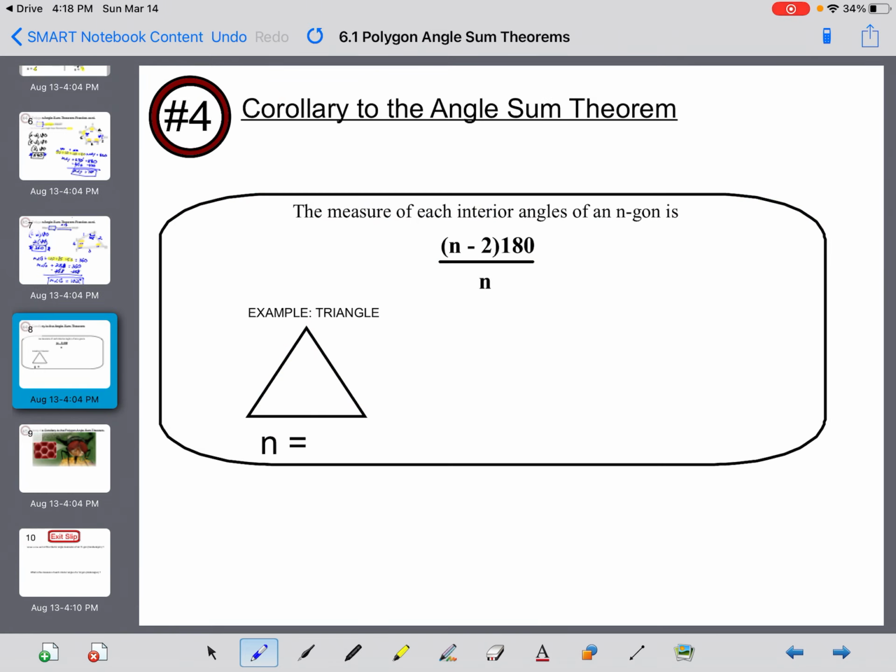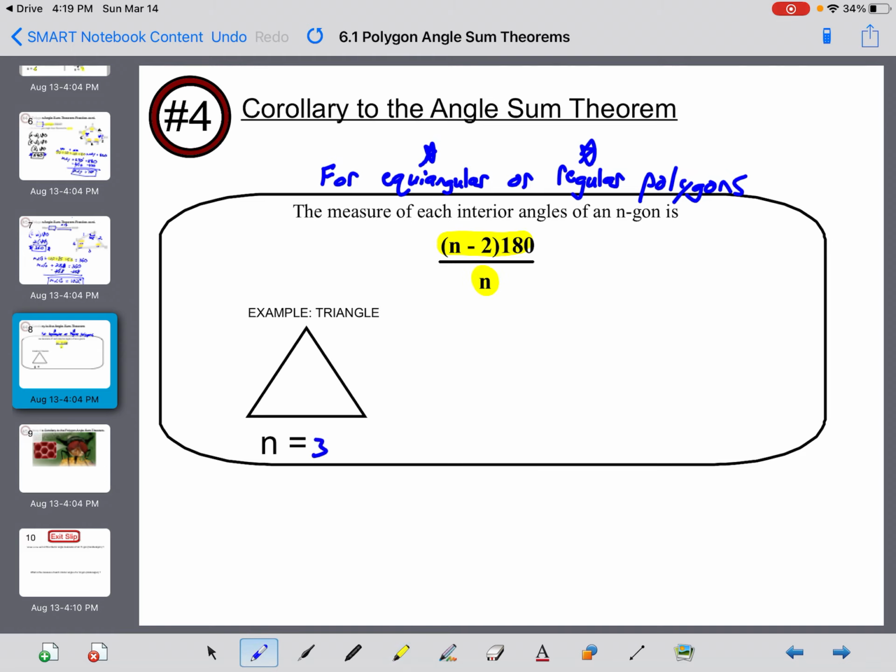Now, there's another theorem for today called the corollary to the angle sum theorem. The measure of each interior angle of an n-gon or an n-sided polygon, and there's a word that we're really missing in here, and I'm going to put for equiangular or regular polygons. Then the measure of each angle is going to be n minus 2 times 180, but this time we're going to divide it by n.